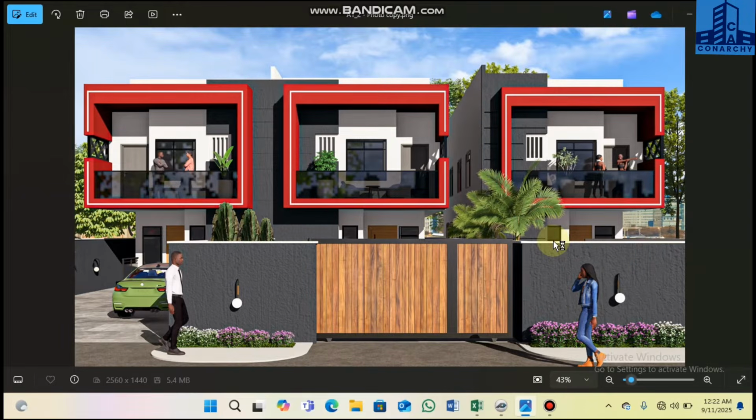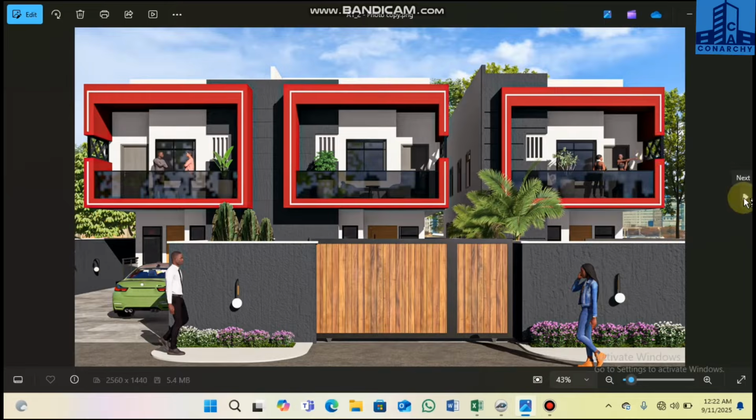This is actually the initial rendering we did, so it doesn't really look that realistic, but the final one looks much more realistic. But I can't really find the file, so let's use this one. So this is actually like two separate buildings joined together, so we say semi-detached, and we have this single unit over here. So this is actually what we'll be designing.